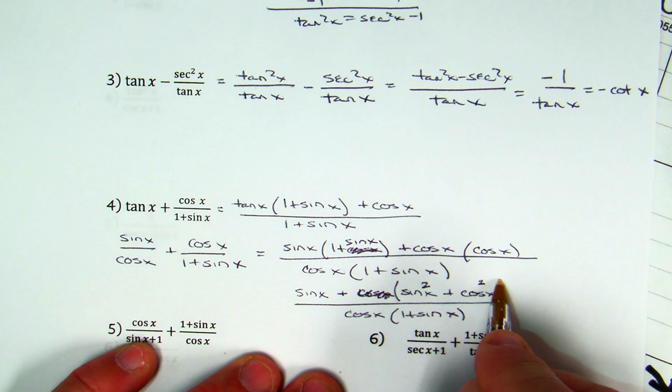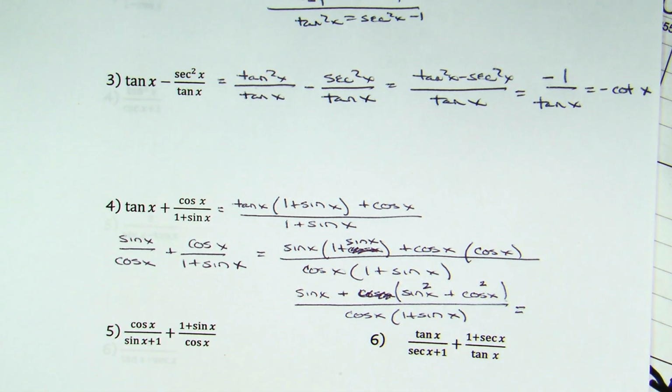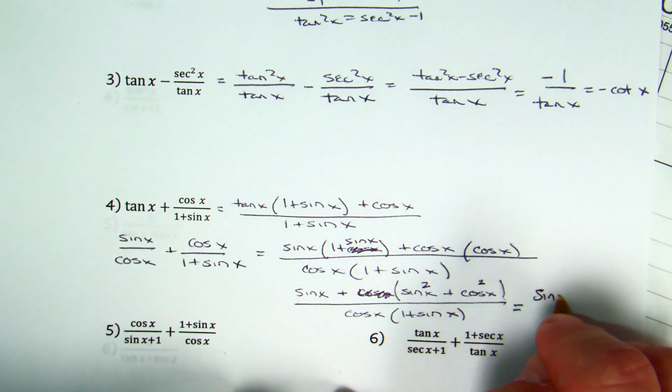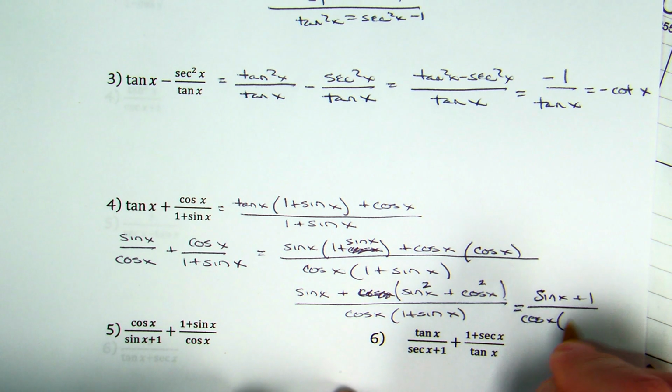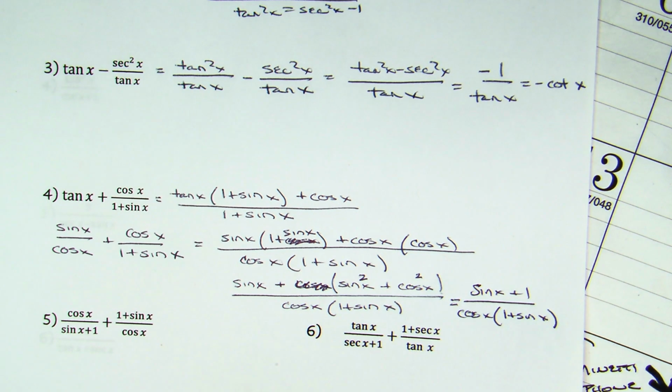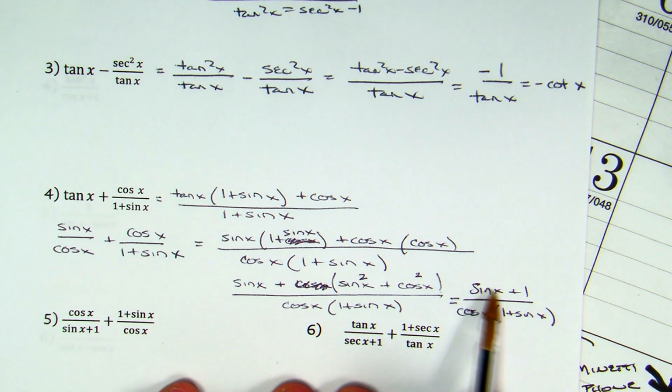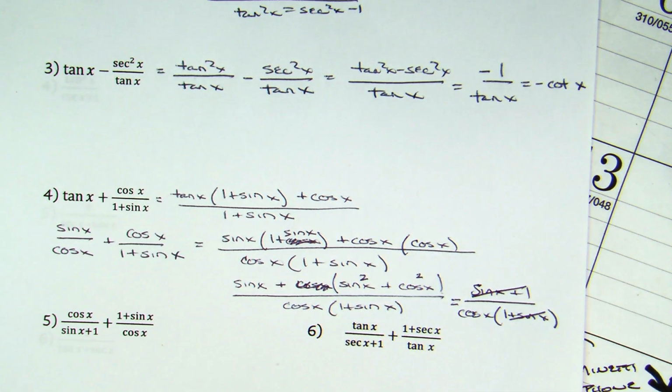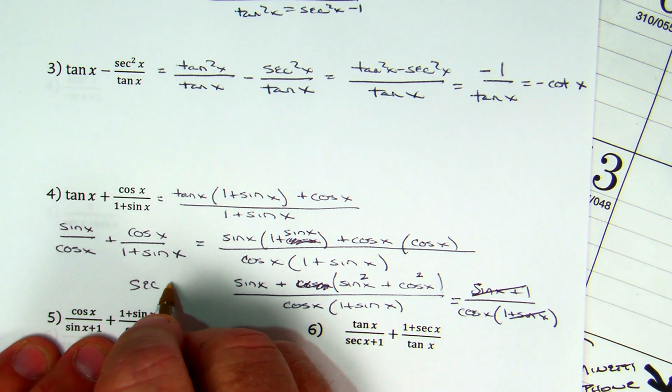Now I'm focusing on this. My Pythagorean identities, what is sine squared x plus cosine squared x equivalent to? Sine squared x plus cosine squared x is equivalent to 1. What do you then notice about your sine x plus 1 and your 1 plus sine x? What are they going to do to each other? Cancel out. And you got 1 over cosine x, which at the end of the day is secant x.